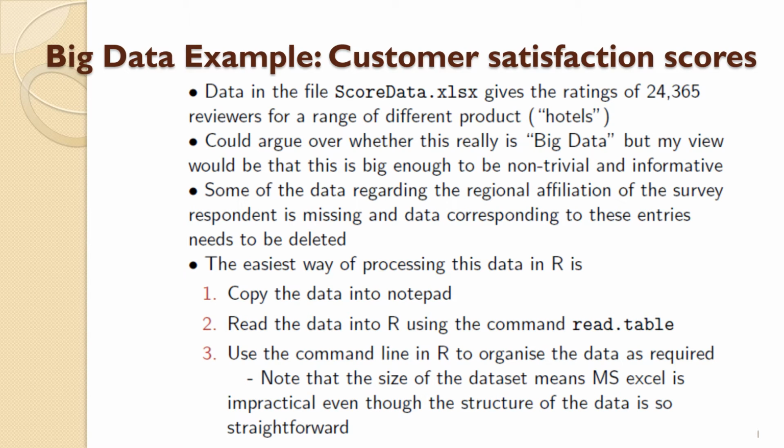So for this big data example then, the data in either the Excel file or the .txt file available on Canvas, called score data, gives the ratings of 24,365 reviewers for a range of different products. And when it says product, what it means is hotel.